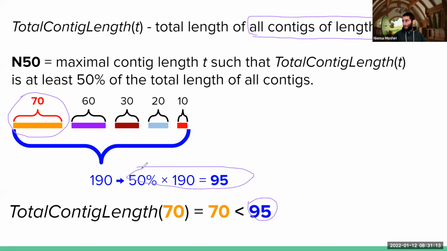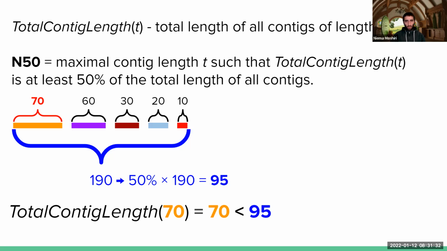So I'm not done yet, right? Because I'm looking for at least 50%. I'm looking for greater than or equal to 50% of my total length. So at least 95, but 70 is less than 95. So I'm not done yet. So let's try looking at the next longest contig.